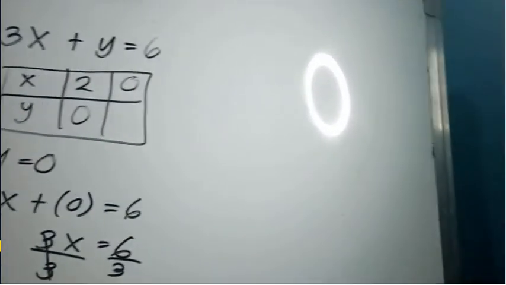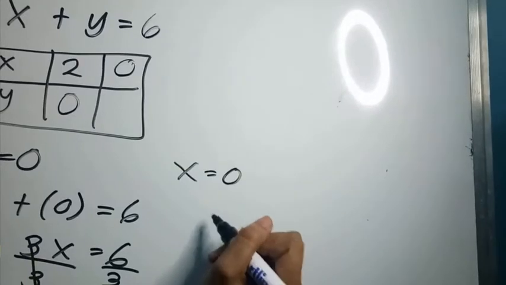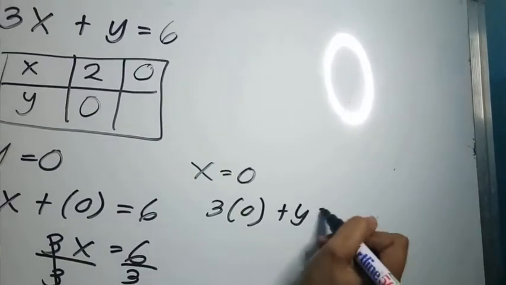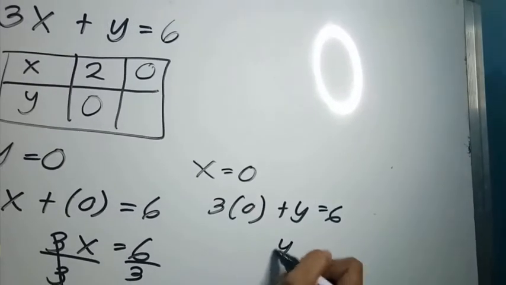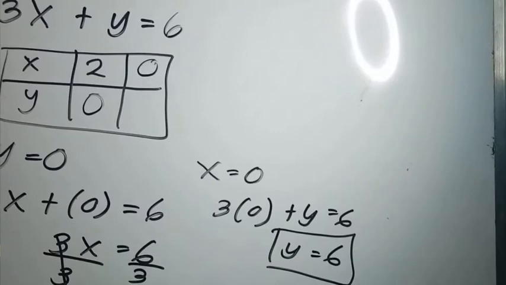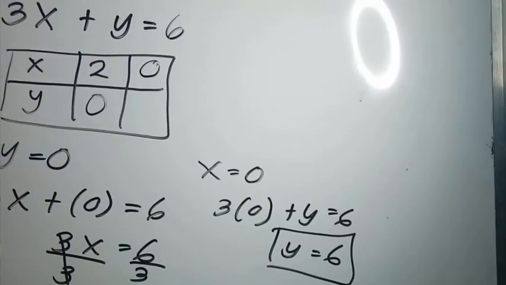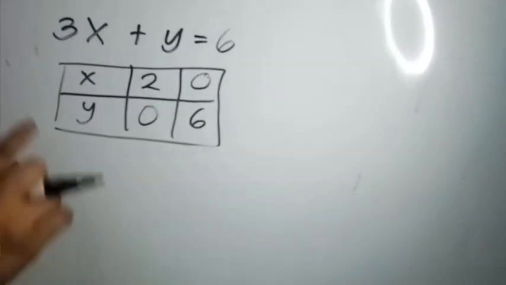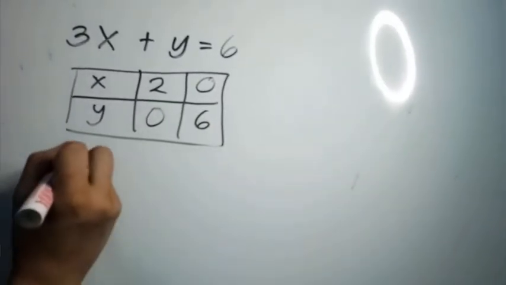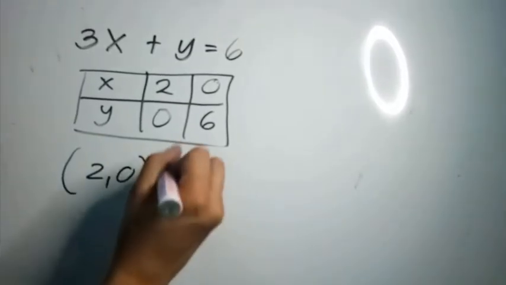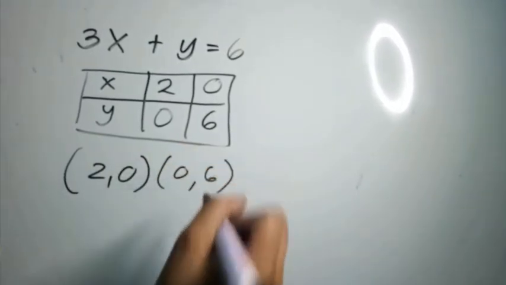Then how about x is equal to 0? So we have 3 times 0 plus y is equal to 6. So y is equal to 6. Therefore, if x is equal to 0, y is equal to 6. So let us graph given these 2 points. The first point is 2 and 0. The second point we have is 0 and positive 6.